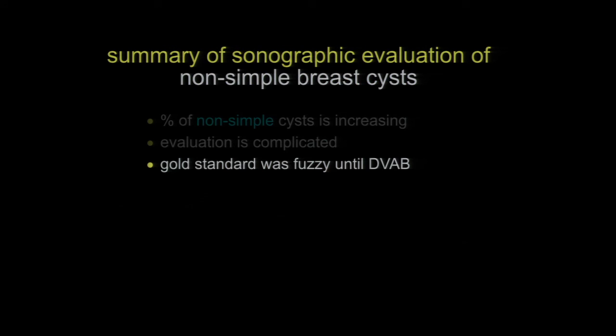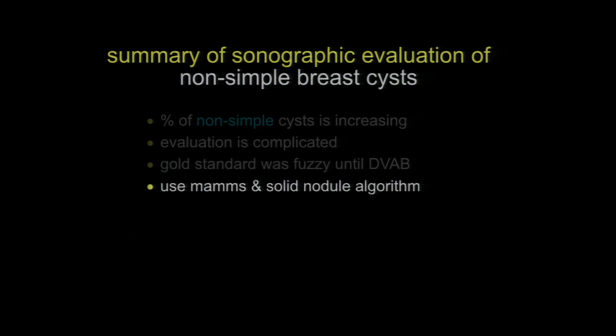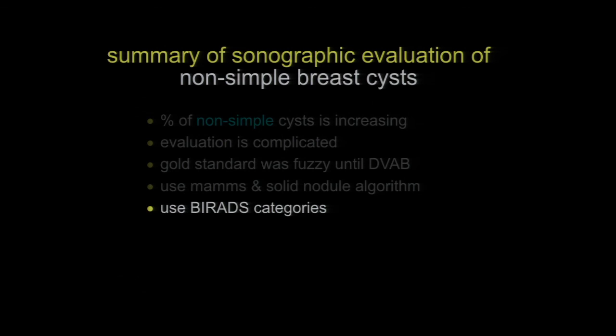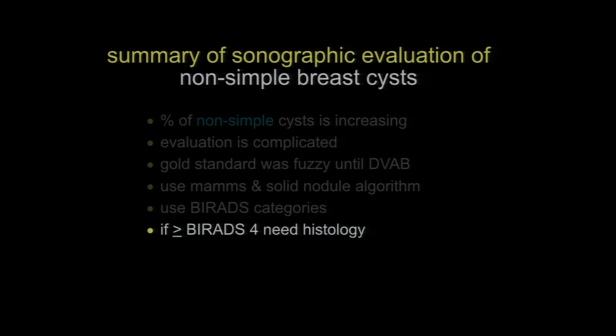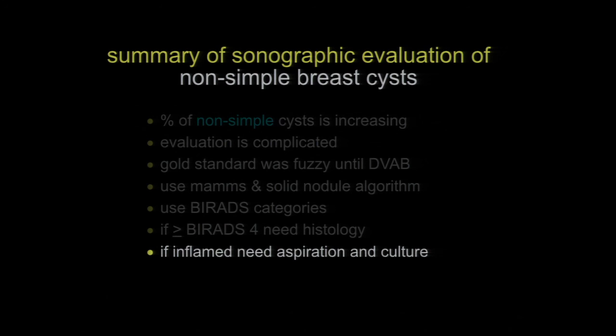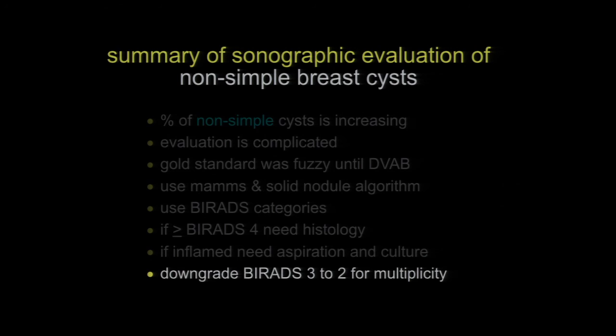So in summary, the percentage of non-simple cysts is higher than it used to be because of better resolution and higher dynamic range. The gold standard was fuzzy until DVAB. We use the mammographic and solid nodule algorithm. We use BI-RADS categories. If it's BI-RADS 4, we need histology, and vacuum is better than core. If it's inflammation, it just needs aspiration and culture and sensitivity. And we have to use the rule of multiplicity to downgrade as many of these to BI-RADS 2 as we possibly can. Thank you.